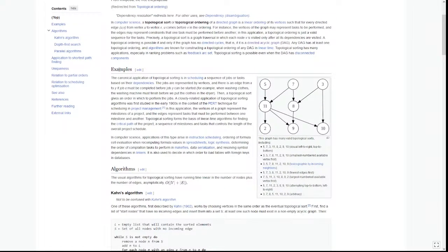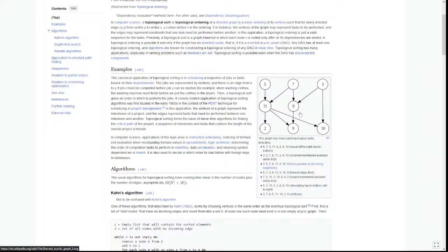The canonical application of topological sorting is in scheduling a sequence of jobs or tasks based on their dependencies. The jobs are represented by vertices, and there's an edge from X to Y if job X must be completed before job Y can be started. When washing clothes, the washing machine must finish before you put clothes in the dryer. Topological sort gives them an order in which to perform jobs.